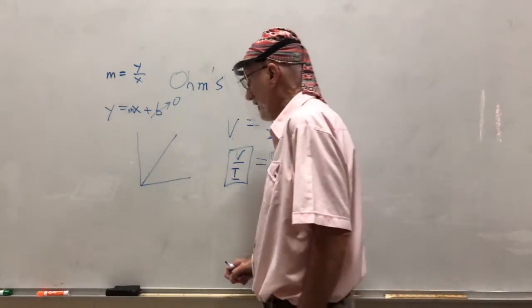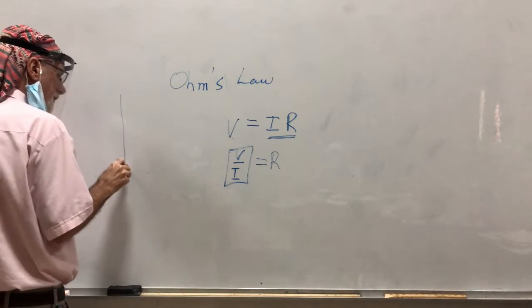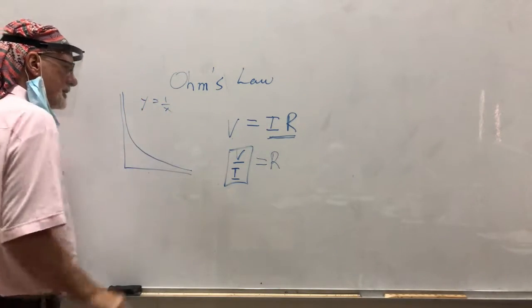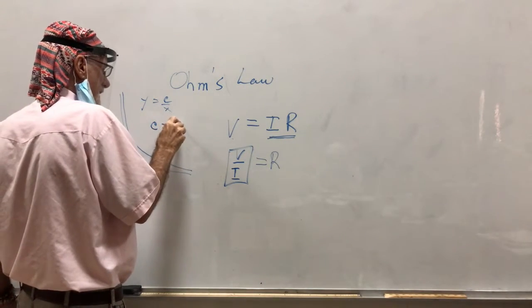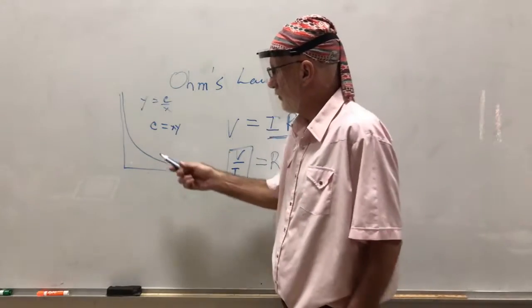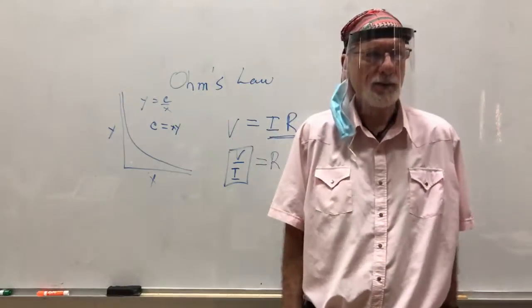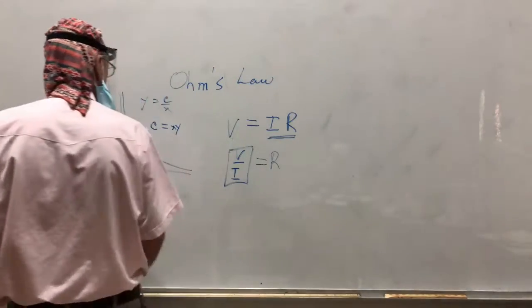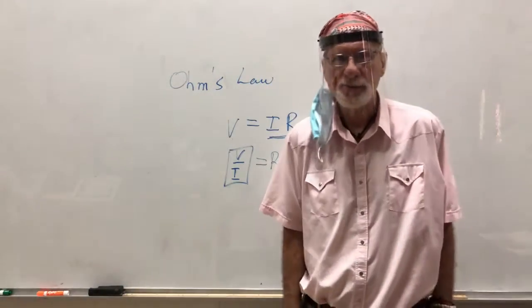Yes? If I have another equation which states Y equals C over X, where C is a constant, then XY equals C. That's a product. Therefore, X and Y are indirect, okay? Why am I making a big deal out of this? Because this is Ohm's law. Clear?